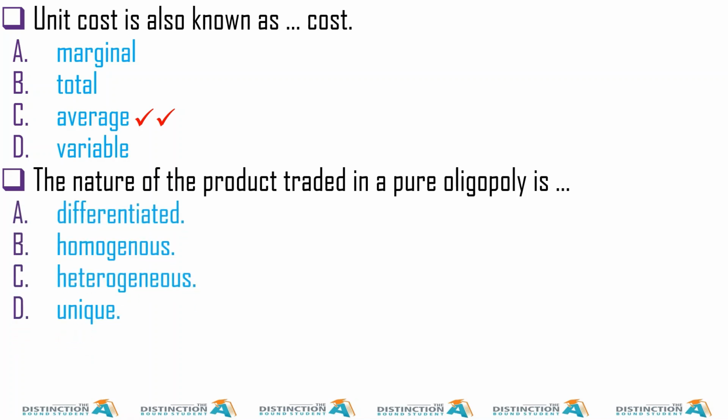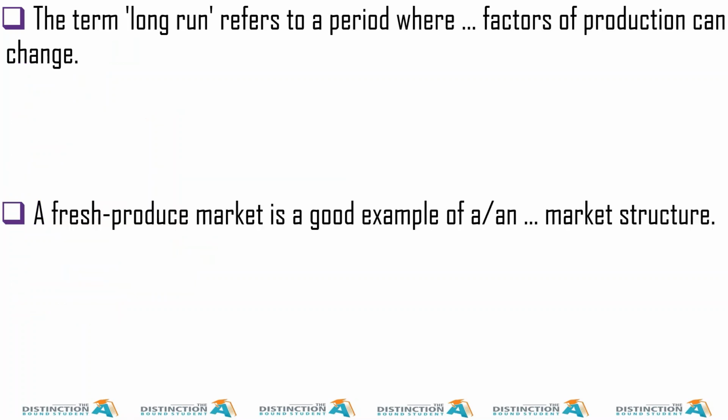The nature of product traded by a pure oligopoly. Okay, this one can be confusing, but the answer will be homogeneous. Differentiated, no. Heterogeneous, no. Anyway, if you were not sure about this, differentiated and heterogeneous is one thing, and then unique, no. So the answer will be homogeneous.